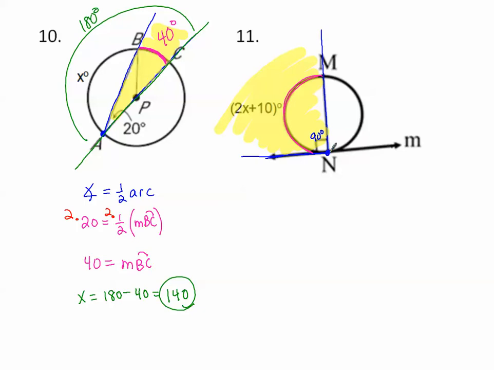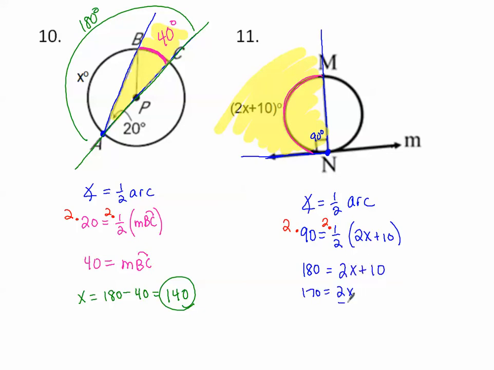So again, the vertex is on the circle. Angle equals half of arc. Angle is 90 equals half of the arc measure, 2x plus 10. Notice I use parentheses when I have more than one number over there. Now I can multiply 2 to both sides to get the arc measure. That's a 180 degree arc right there. Now I can subtract 10 and then divide by 2. And there we have it.